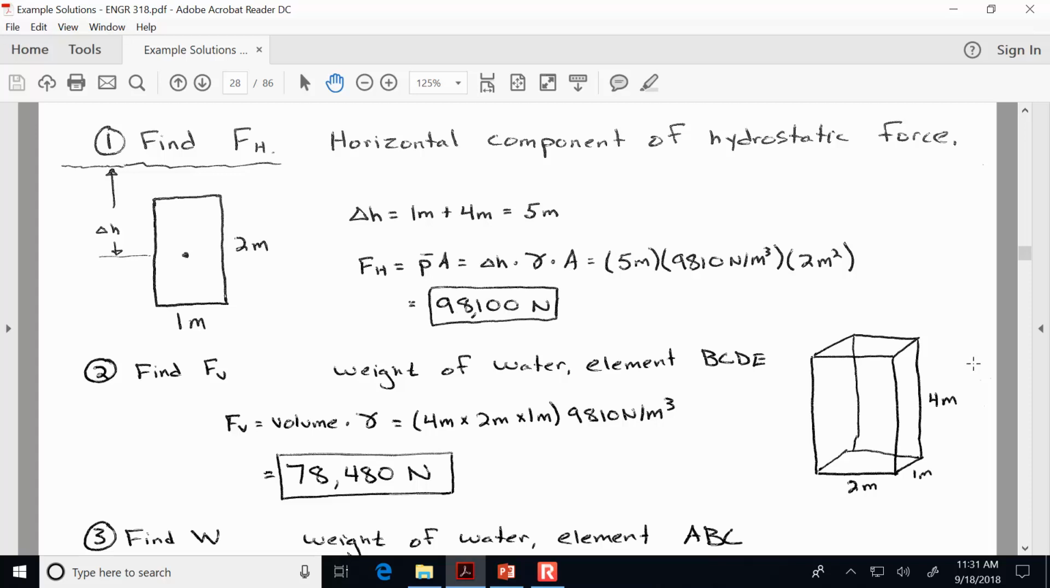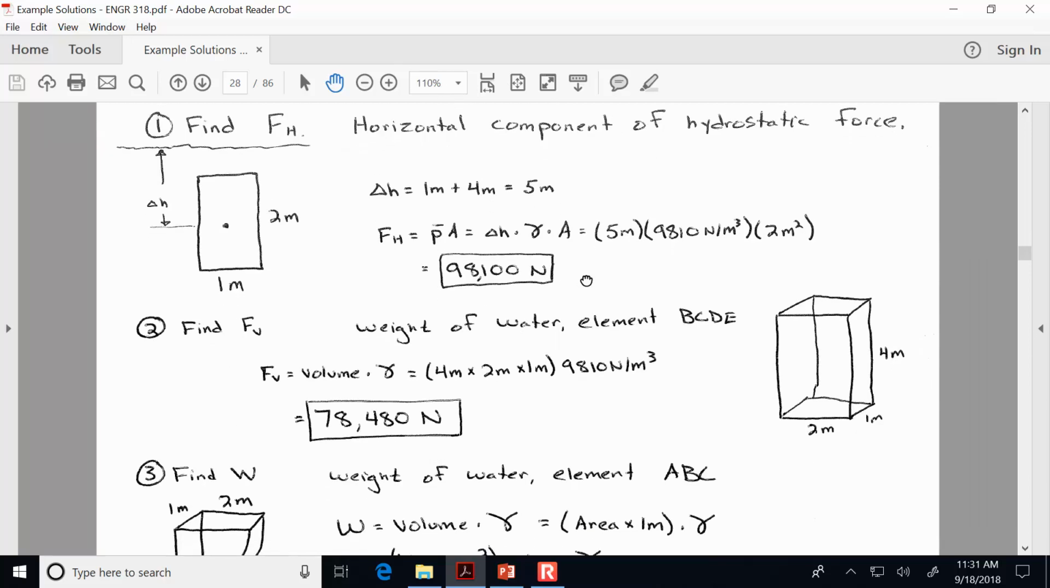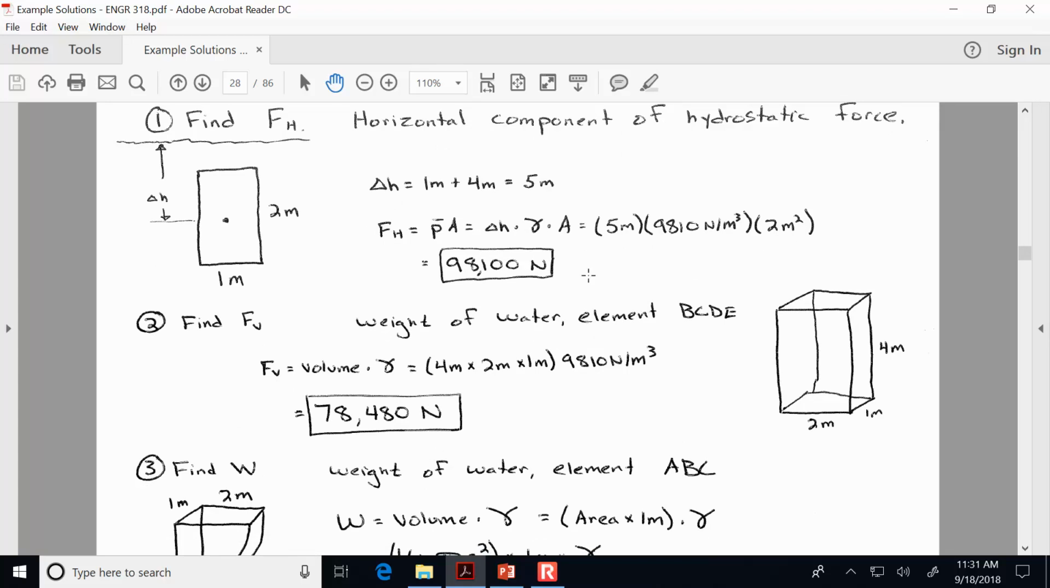If you want to start checking on some of your calculations, I've got the solution up on the screen there. Okay, so let's just talk through it to make sure that we're all on the same page.